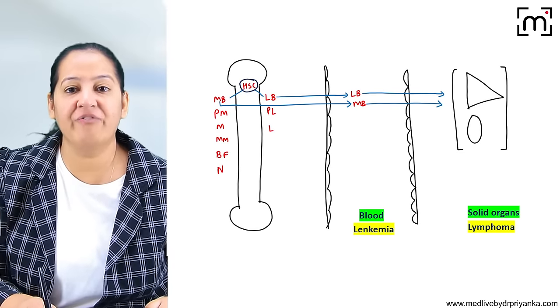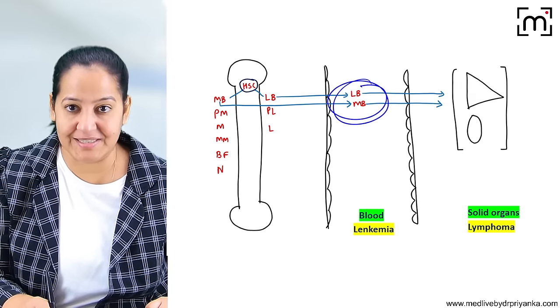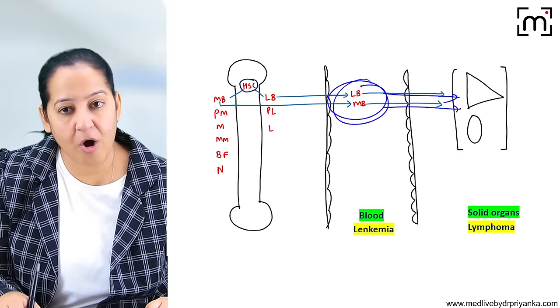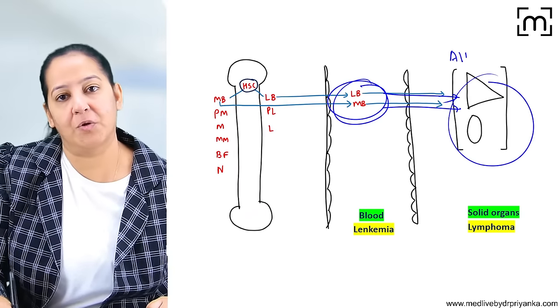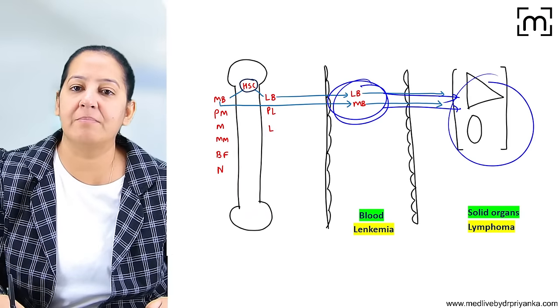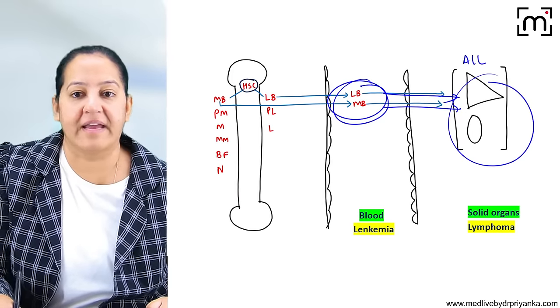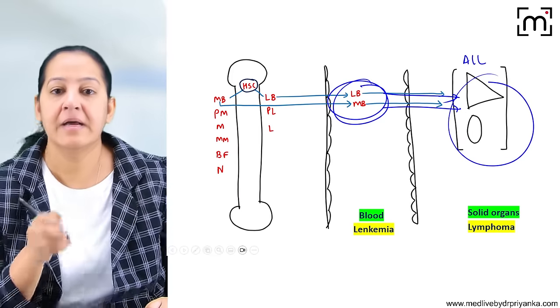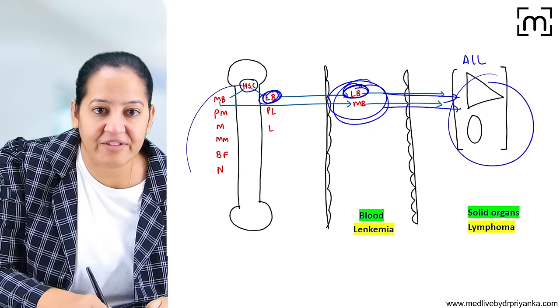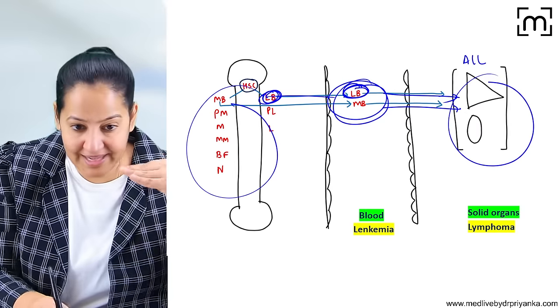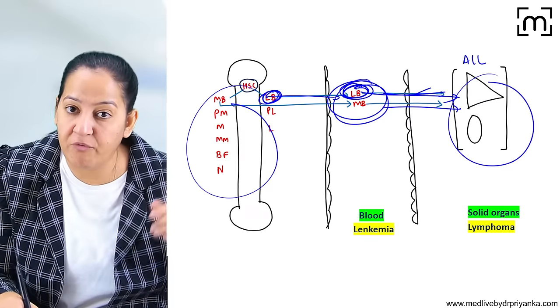But here, along with the leukemia features, patient has organ infiltration. Organ infiltration occurs in AML also, in ALL also. But some unique organs are there here. In ALL, the lymphoblasts first replace everything else in the marrow, then spill into the blood. After coming in the blood, they will move into various organs.